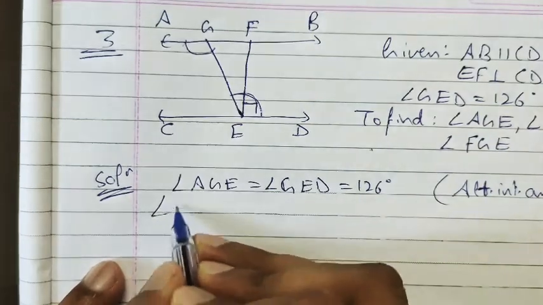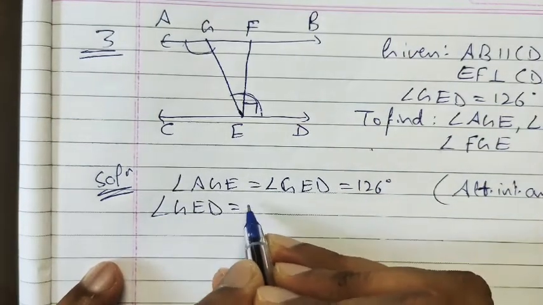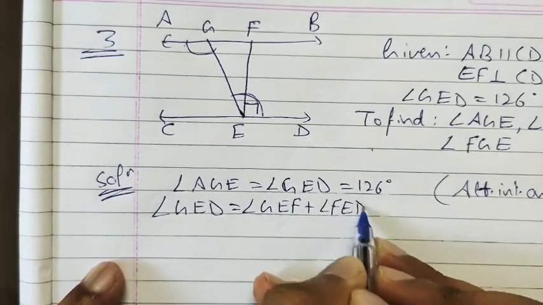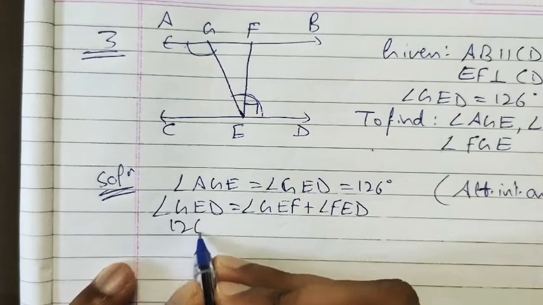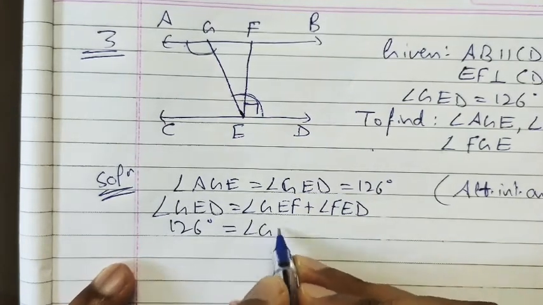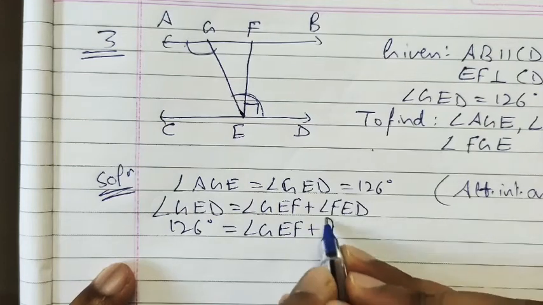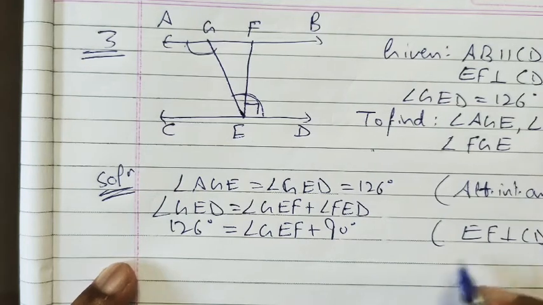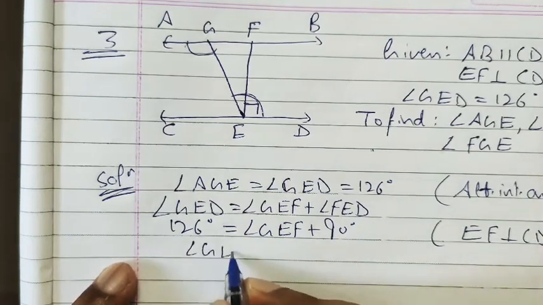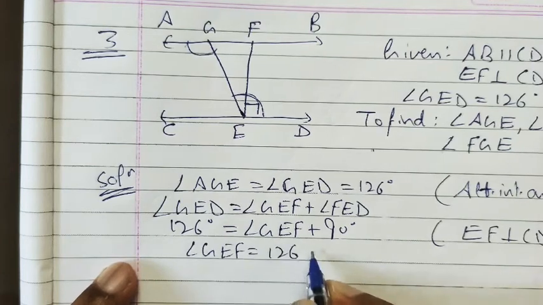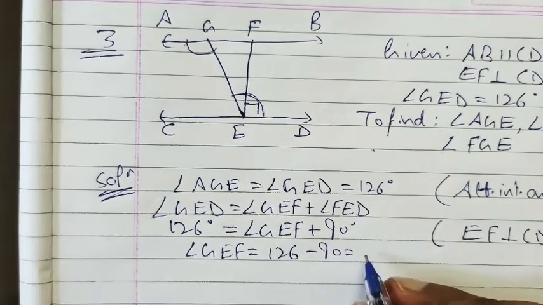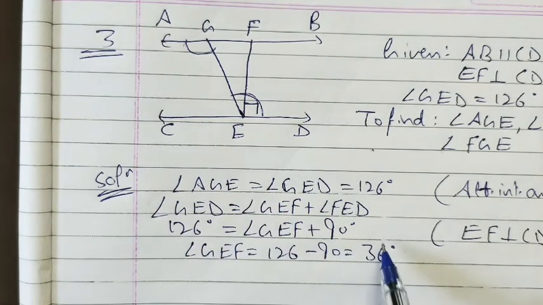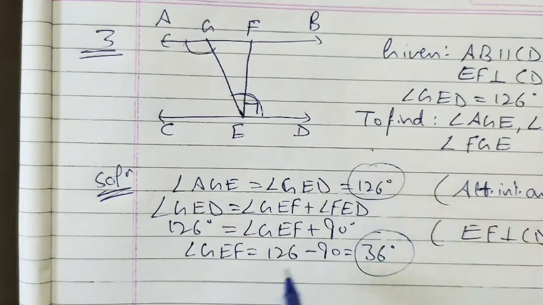Now angle GED is equal to angle GEF plus angle FED. So GED is 126 degrees, which is equal to GEF plus FED, and FED is 90 degrees, because it is given that EF is perpendicular to CD. So angle GEF is equal to 126 minus 90, which is 36 degrees. So this also we have determined.